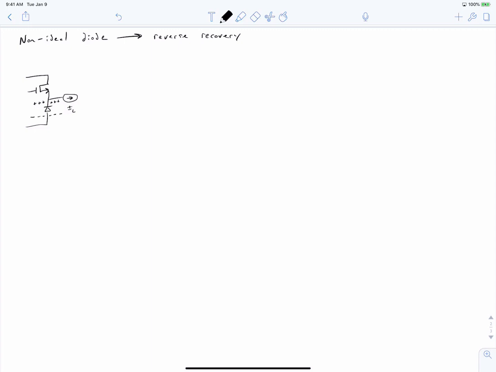So our junction effectively has a capacitance across it, and this capacitance needs to be charged or discharged, which changes the behavior of our switching power pole during turn off, or during turn on rather. So when the diode turns off, we get new behavior. So we're going to say the diode turn off.